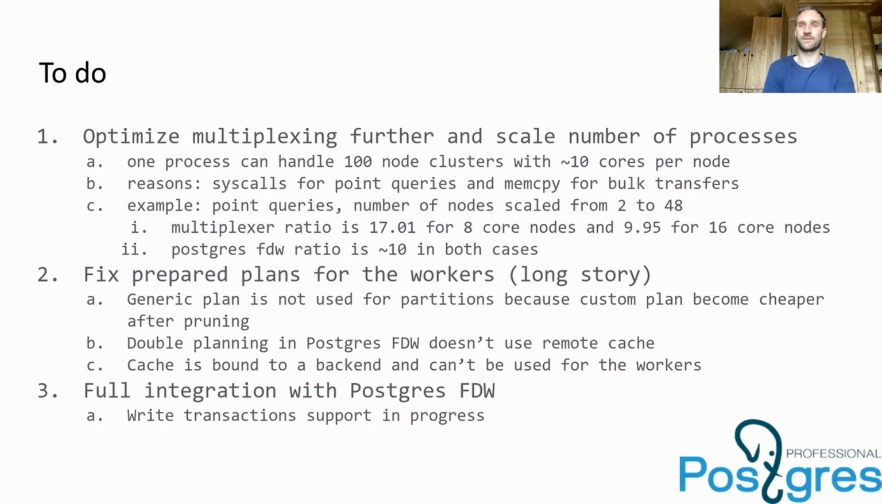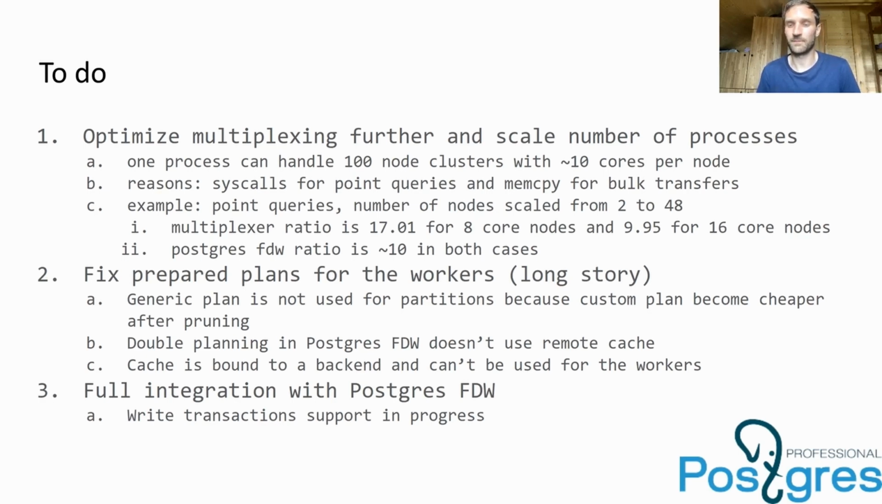Of course, we have a to-do list. It is also incomplete, but I want to show some of the tasks that need to be solved. The first is related to the limits of a single multiplexing process. Despite the use of eventfd, the number of system calls becomes a limit for point queries. The same is for memcpy and bulk transfers. We can still work on the performance of a single process, but obviously the next step is to look at scaling the number of multiplexing processes.